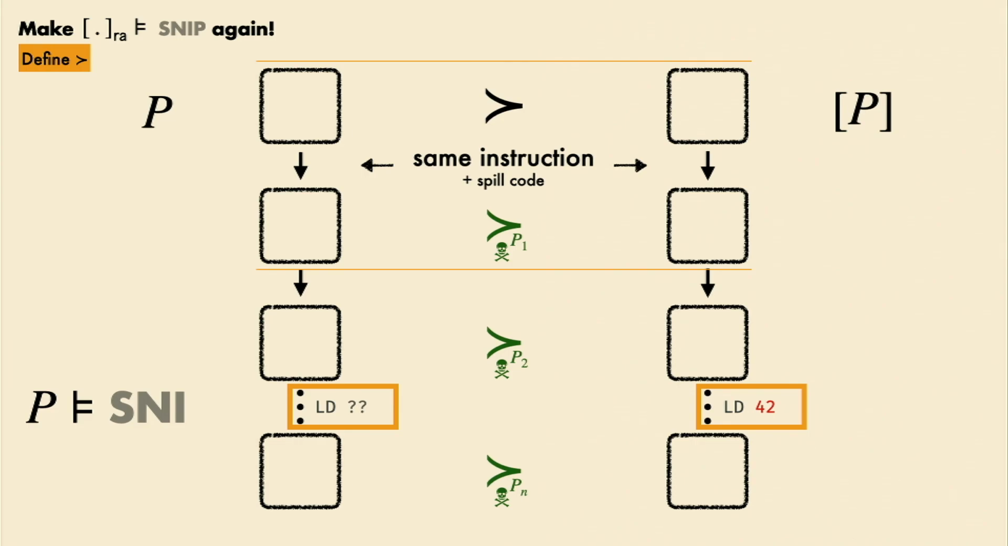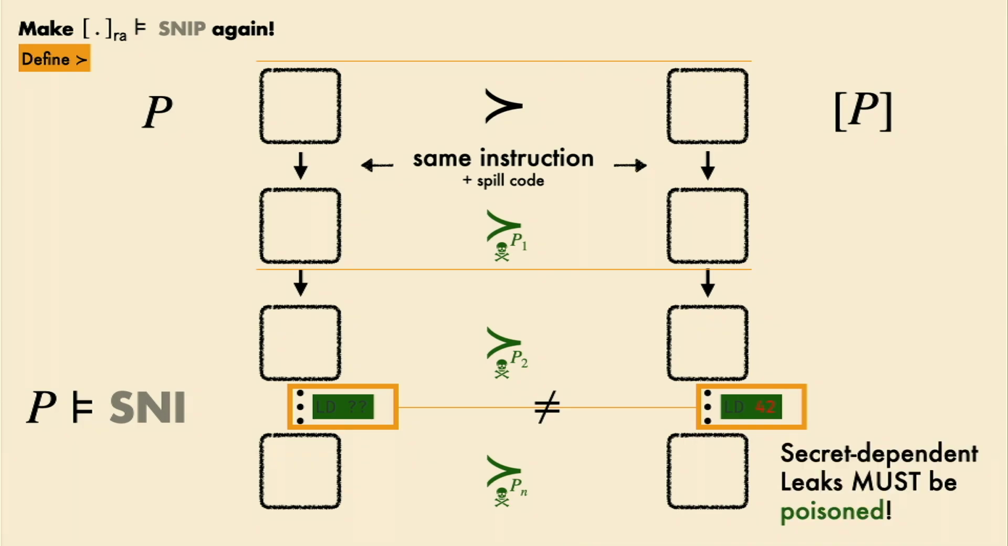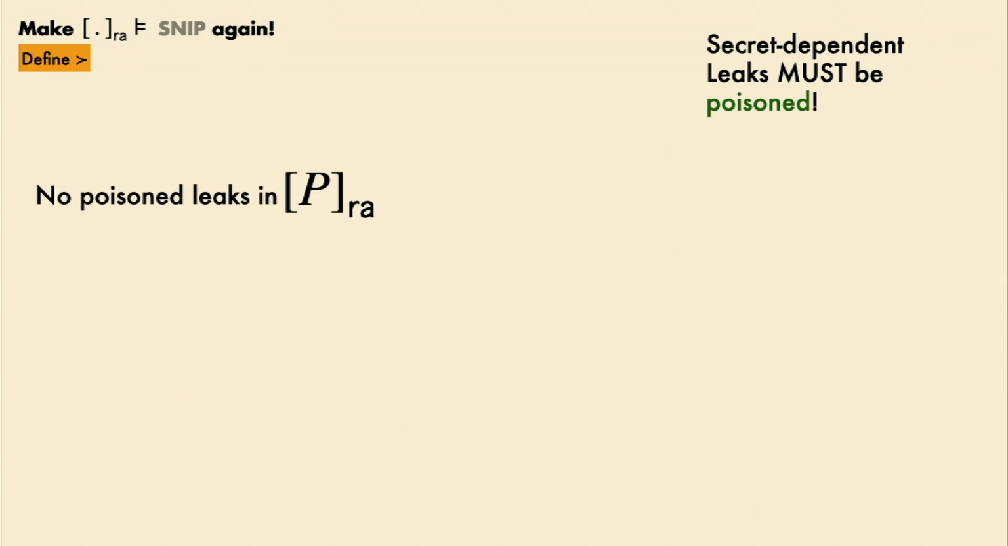And therefore, these values that we leak have to be unequal, right? And in order to be unequal, there's only one possibility. You have to be poisoned. Because our simulation relation tells us, OK, we are equal up to relocations except on poisoned locations. So our slogan is, secret dependent leaks must be poisoned. Or if we frame this differently, if we have no poisoned leaks in our register allocated program, then we already know that our register allocated program is SNI.